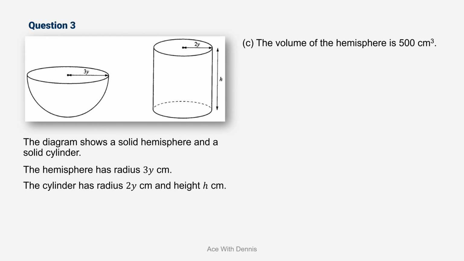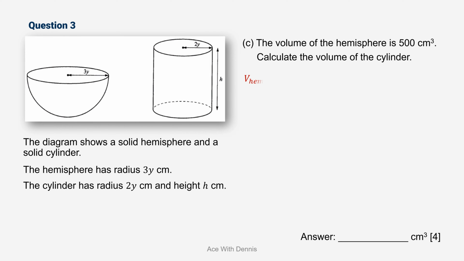C. The volume of the hemisphere is 500 centimeters cubed. Calculate the volume of the cylinder. 4 marks. So to answer this question, first we apply the volume of the hemisphere, which is 2/3 pi r cubed. Then we substitute the volume of the hemisphere as 500 and the radius of the hemisphere as 3y. Hence, the equation becomes 500 equals 2 by 3 pi bracket 3y cubed. Expand and simplify, we get 500 equals 18 pi y cubed. Then we make y cubed the subject, which is 500 over 18 pi.